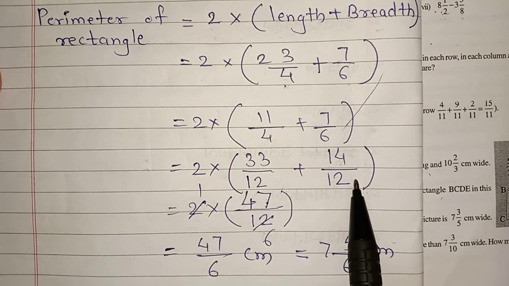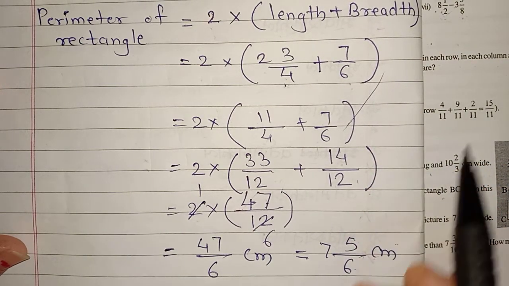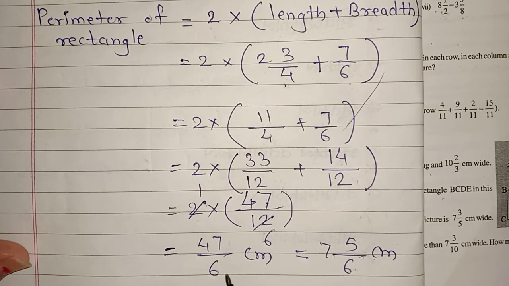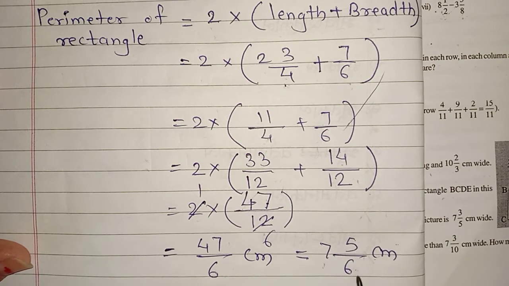I am not showing here the method of finding the LCM, but you have to show it on the same page. Put one line on the right hand side and you can find the LCM there. Now since my final answer is 47 by 6, which is an improper fraction, I have converted it into a mixed fraction. So my perimeter of rectangle is equal to 7 5 by 6 centimeter.